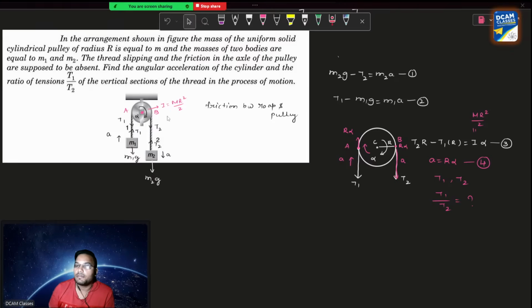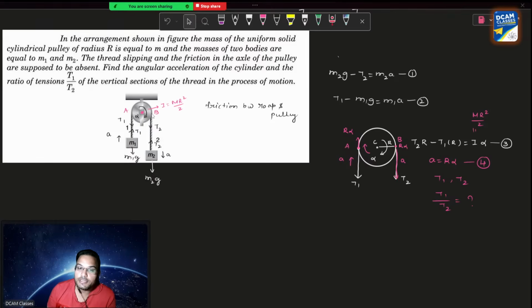Now comes the important part. What's the important part here? See, this string is moving down with the acceleration a. So that means the point B, if you take the point B which is on the string, will also have the acceleration a downwards.